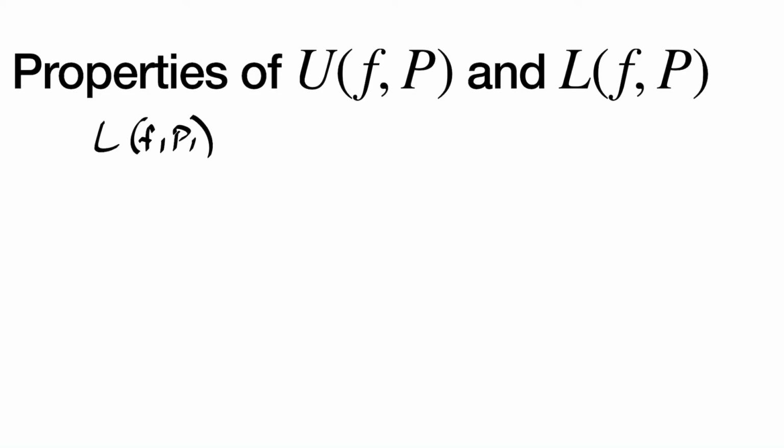So what if I have a lower sum of f over one type of refinement, or one type of partition, and then I have an upper sum over a completely different partition? Then what do I do? Well, the answer comes from what we did just a second ago, and that is we can find a partition which is a refinement of both of these. So how do I do that?